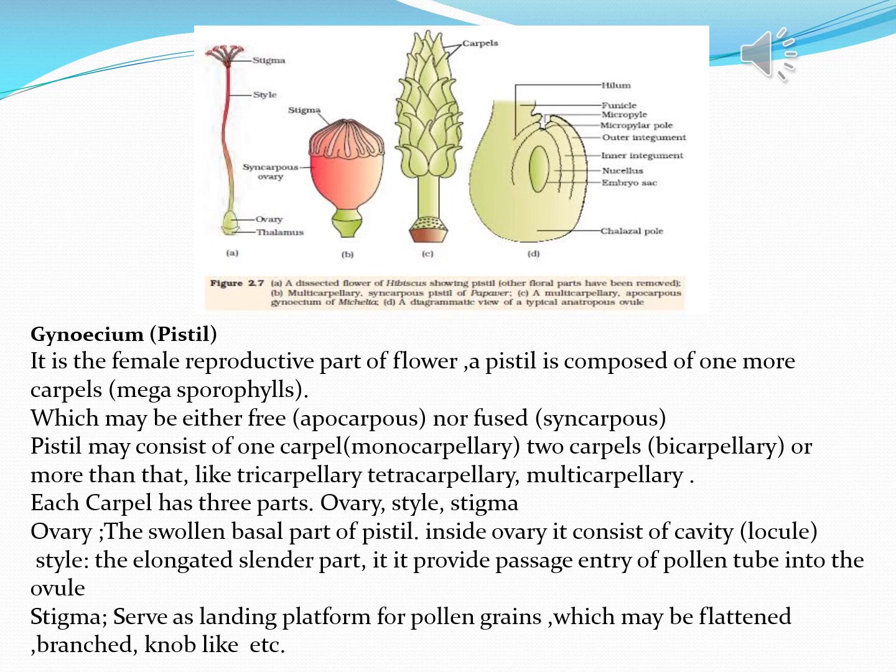In the next diagram, we can observe that the carpels are present and these carpels are in a free condition, which we call apocarpous. After that, in the next diagram, we can observe the structure of an ovule.